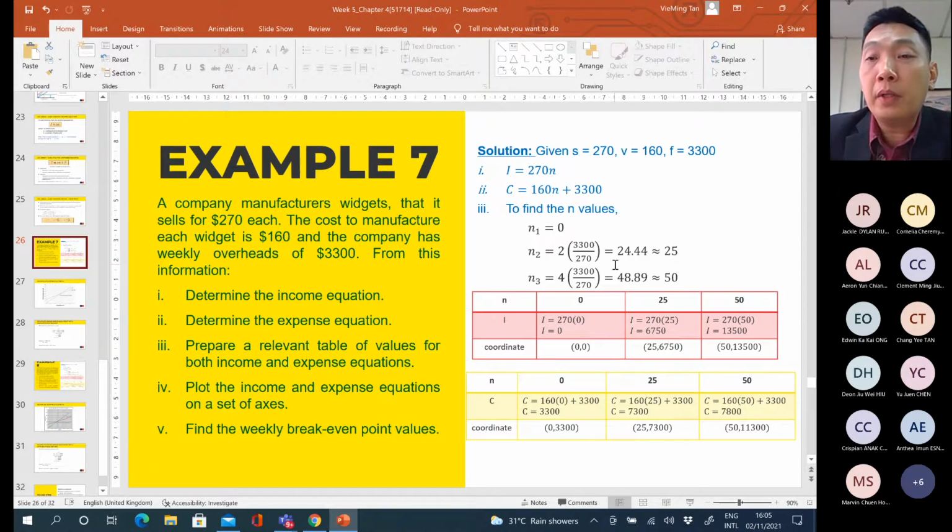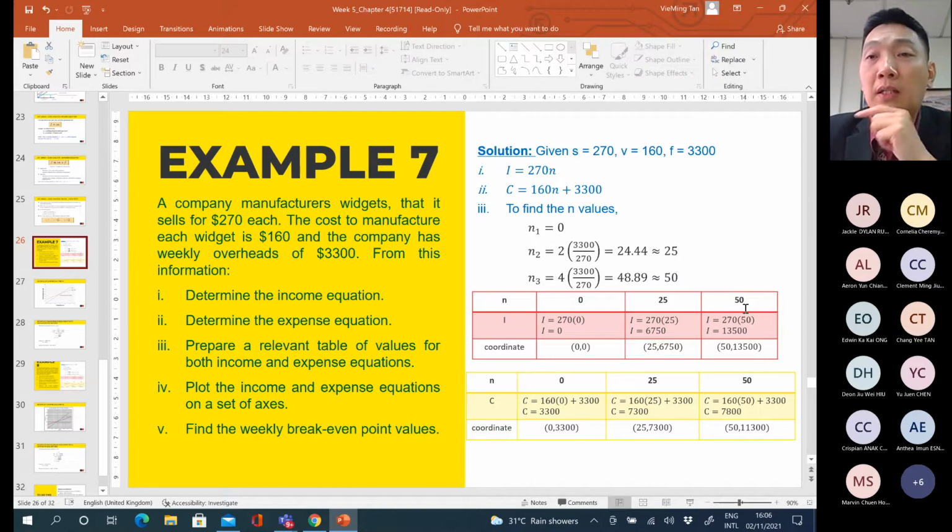Okay, how about the third point? For the third point we can use 4 as the constant number, multiply with the fixed cost, and then divide by the selling price. So you get 48.89. We try to round the number into an integer, so it can round to 50. That'll be easier for you to do the calculation. So this number is just a rough number for you to identify the X only. So we can have these 3 X values: 0, 25, and 50.